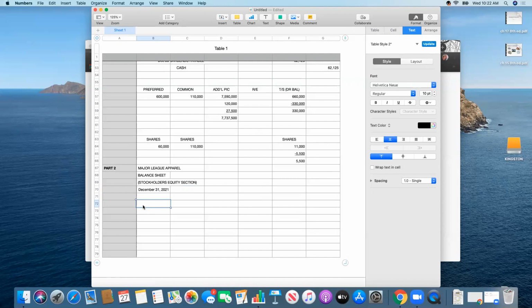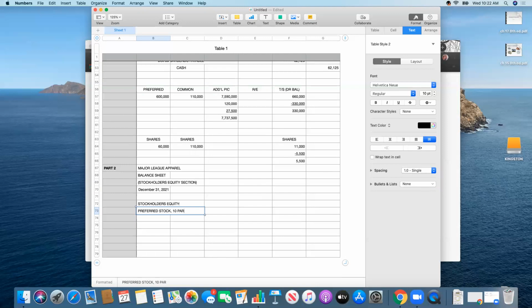Okay. So stockholders equity. Preferred stock, $10 par. Looks like that's all they want you to do.